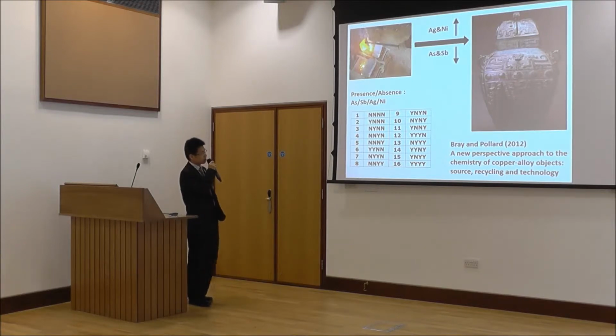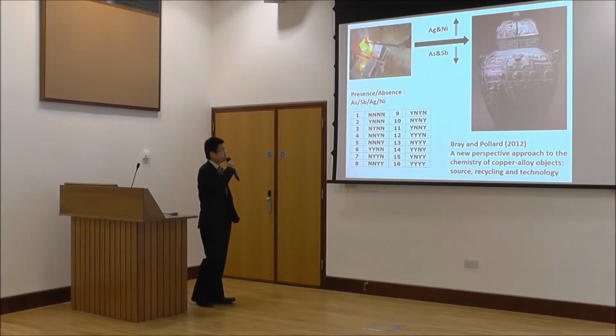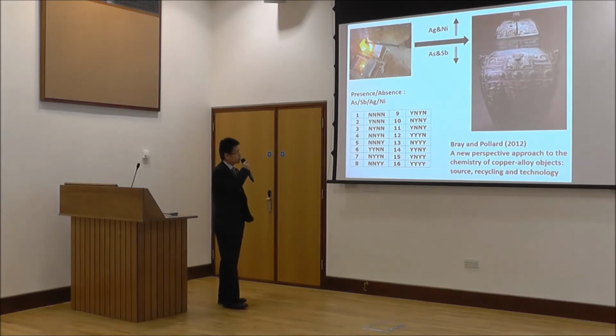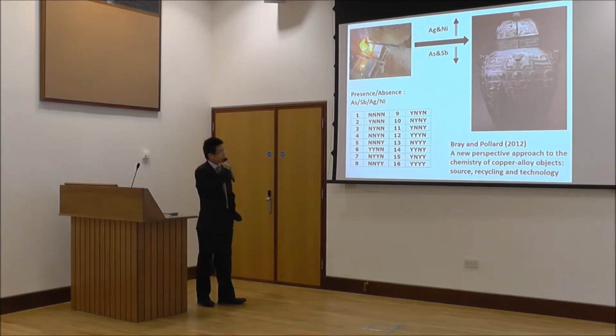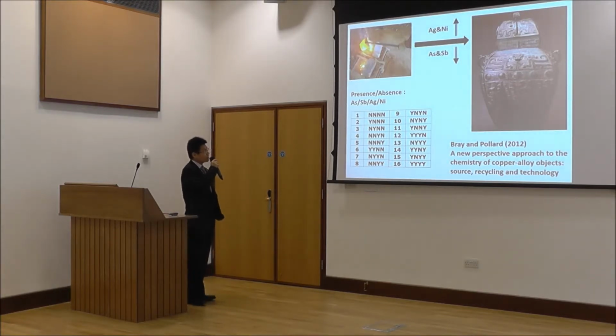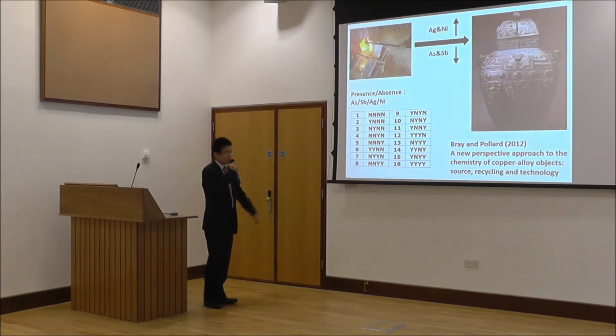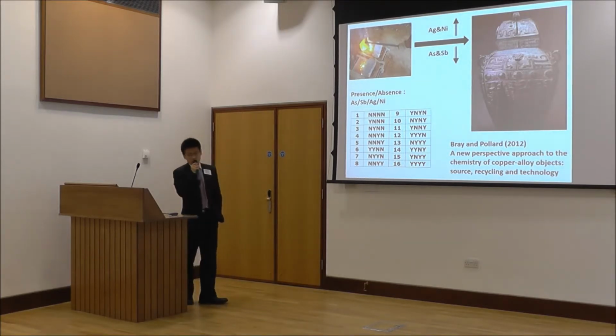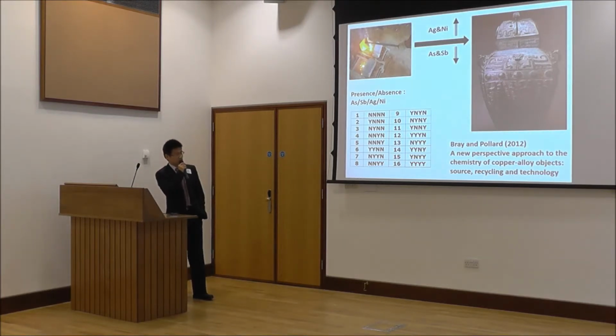So we suggest that the overall assemblage of copper throughout Eurasia should be divided into 1 to 16 groups based on the presence and absence of 4 diagnostic elements: arsenic, antimony, silver, and nickel. So here are the 1 to 16 groups. For example, group 1 is N, N, N, N, which means no arsenic, no antimony, no silver, and no nickel in this object. The other way around for group 16, yes, yes, yes, yes: there is arsenic, antimony, silver, and nickel in this object. So each object could be uniquely attributed to one of the 16 groups.